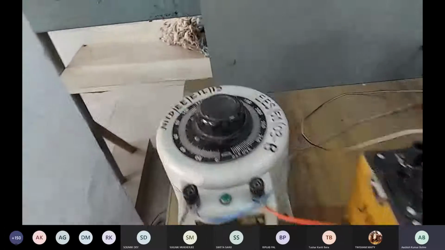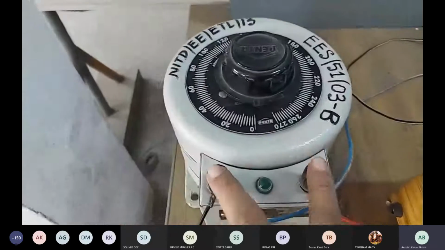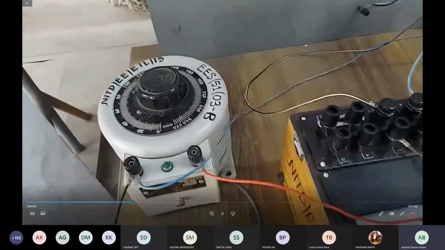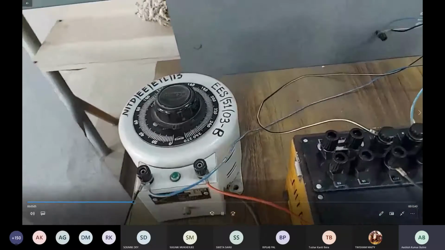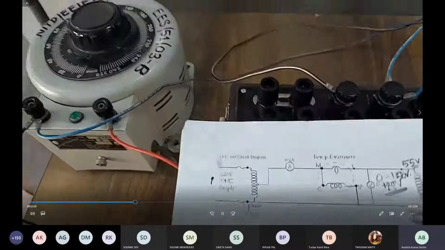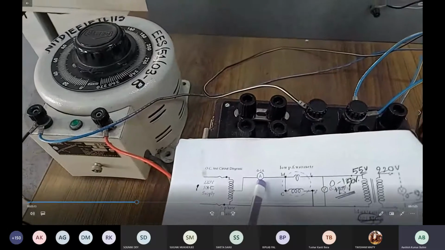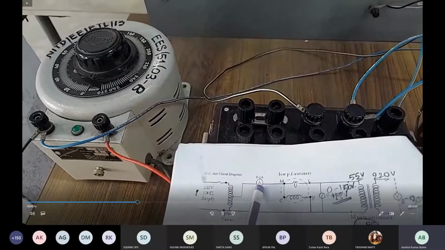So this is basically the supply. Here we have connected a single phase variac. You can see the two terminals of the single phase variac here. After the single phase variac, as you have seen in the connection diagram, the ammeter is here, and it should be of 0 to 1 ampere range.